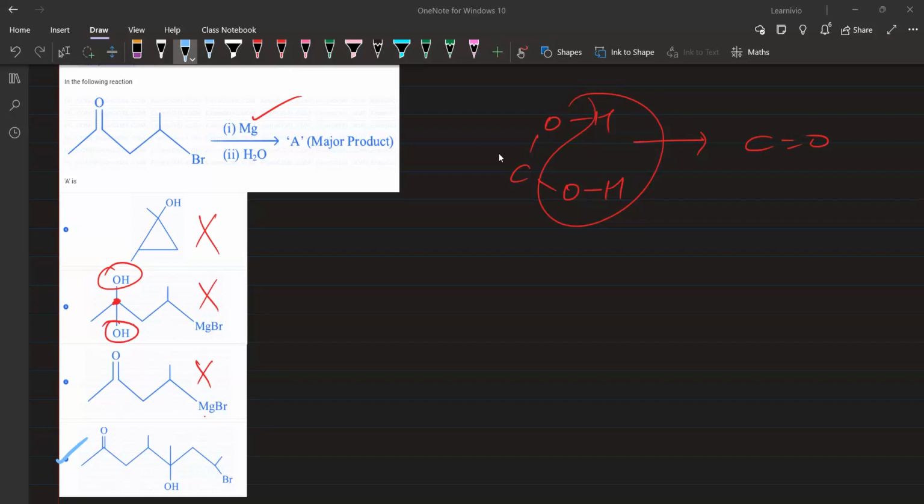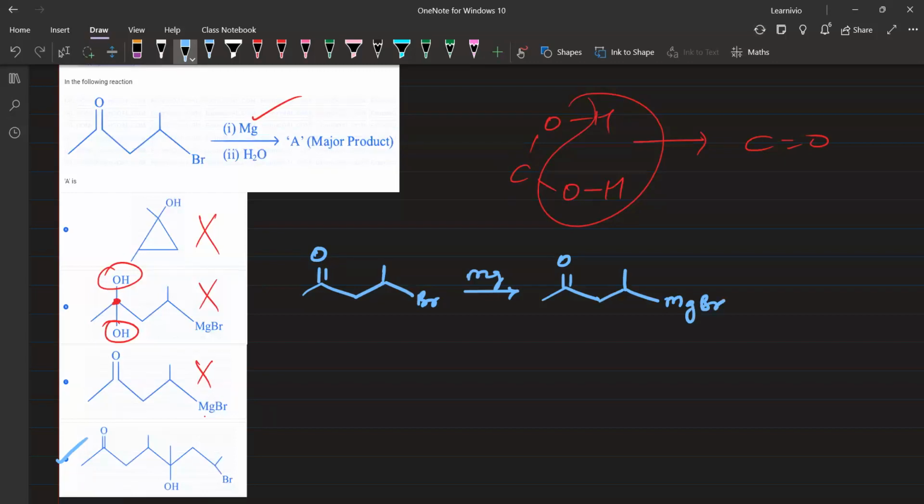If I look at the D option, what is happening here? Okay, so please see. Here we have first of all the carbonyl carbon, and here we have the Br. It will react with Mg. It will form Grignard reagent. The C double bond O will be as it is, and this is as it is. Then you will have MgBr.